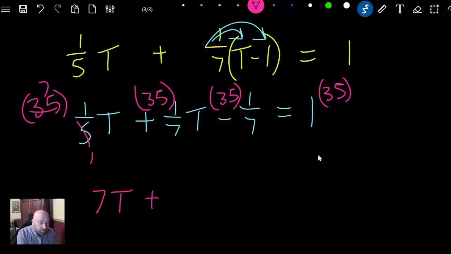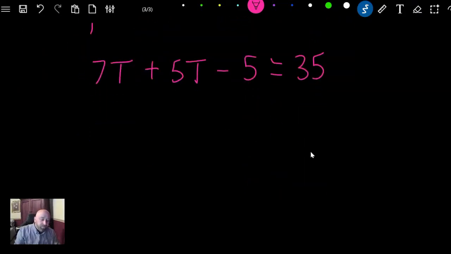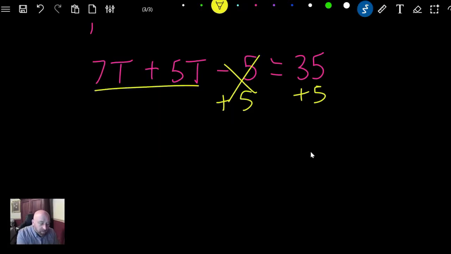Plus, this is going to cancel here to a 1. That'll cancel to a 5. This is going to be now a 5t. And then we have a cancel here of 1, a cancel here of 5. That's going to be minus 5 equals 1 times 35 is 35. And now we'll just go ahead and move the 5 over to the other side, add 5 to both sides, and we can combine this. So we're going to get 12t equals 40.